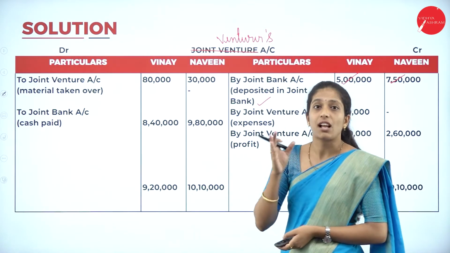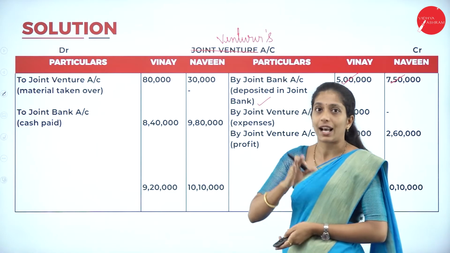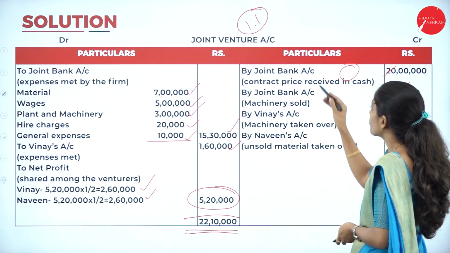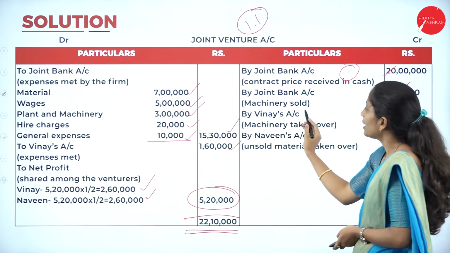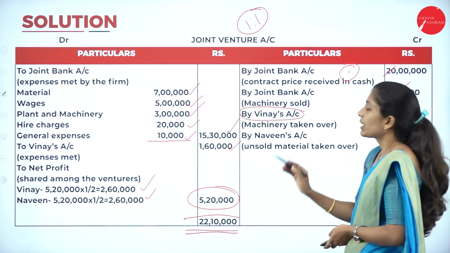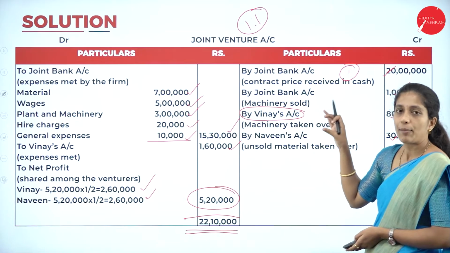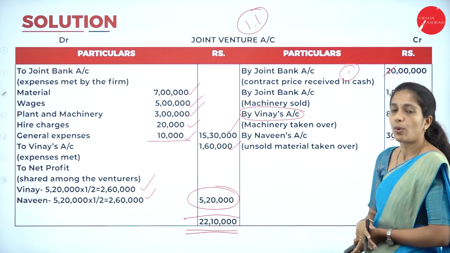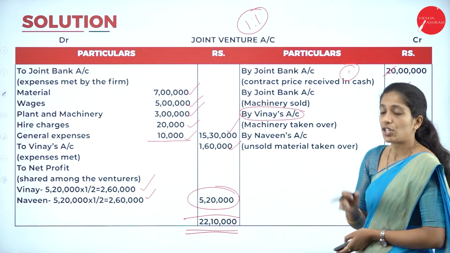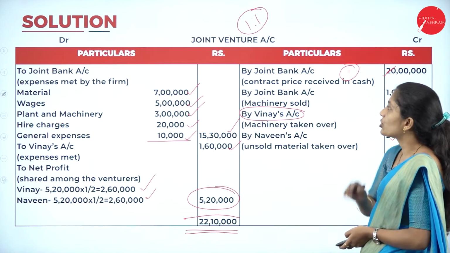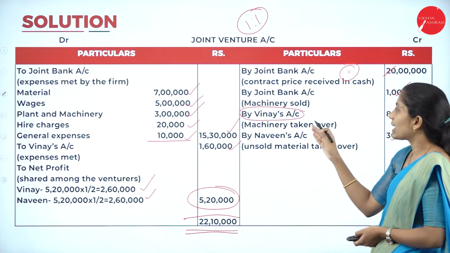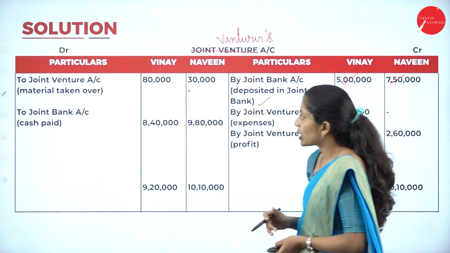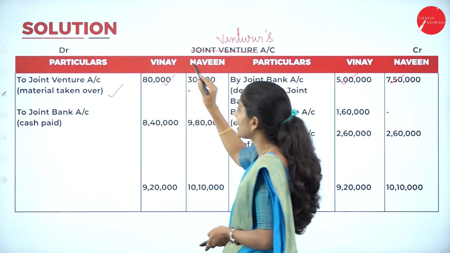Now, if you see the joint venture account, whatever has been transferred to the venturers account has to be transferred here. On the credit side, there is a venturer, Vinay. The amount has been transferred to Vinay for machinery taken over. So how do you record it in the venturers account? To joint venture account. In Vinay's column, we will record 80,000, to joint venture account, material taken over, 80,000.